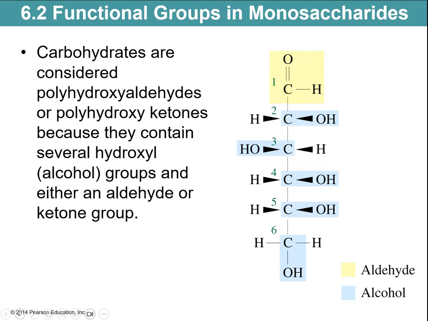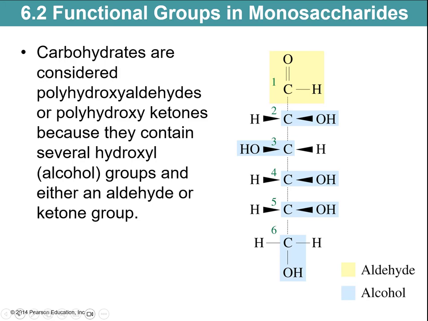So we're going to start with the mono. We're going to start with the singles. This is glucose. Glucose is the most abundant of all the monosaccharides. Glucose is also known as blood sugar. Monosaccharides are named according to the number of carbons and where their double bond oxygen group is.